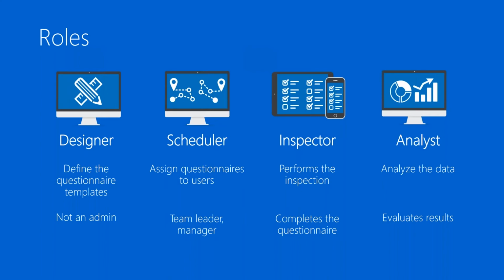The scheduler is usually a team leader or a manager who assigns the questionnaires or the inspections to users. The inspector is the mobile user who performs or executes the inspection, completes the questionnaire, task list or the checklist. And finally, the analyst is used to analyze the data collected by the inspectors.